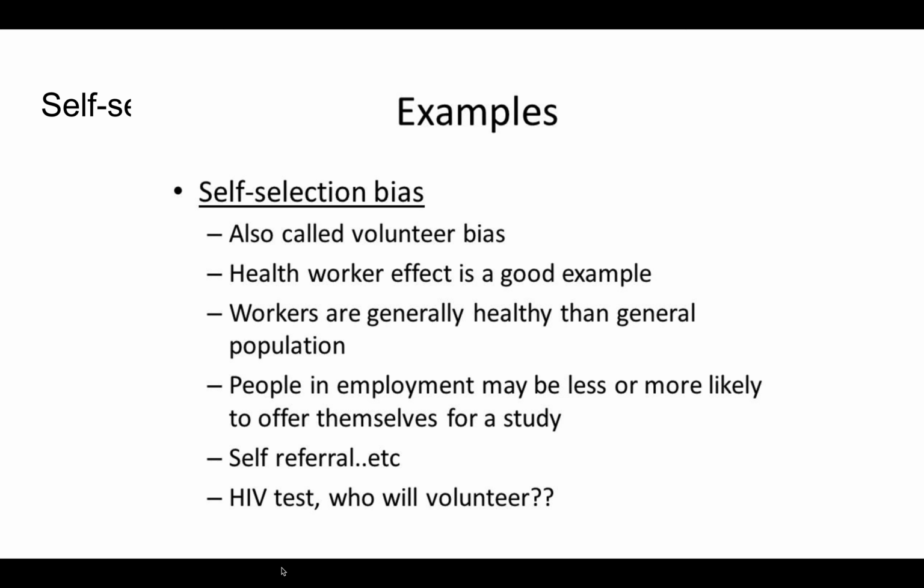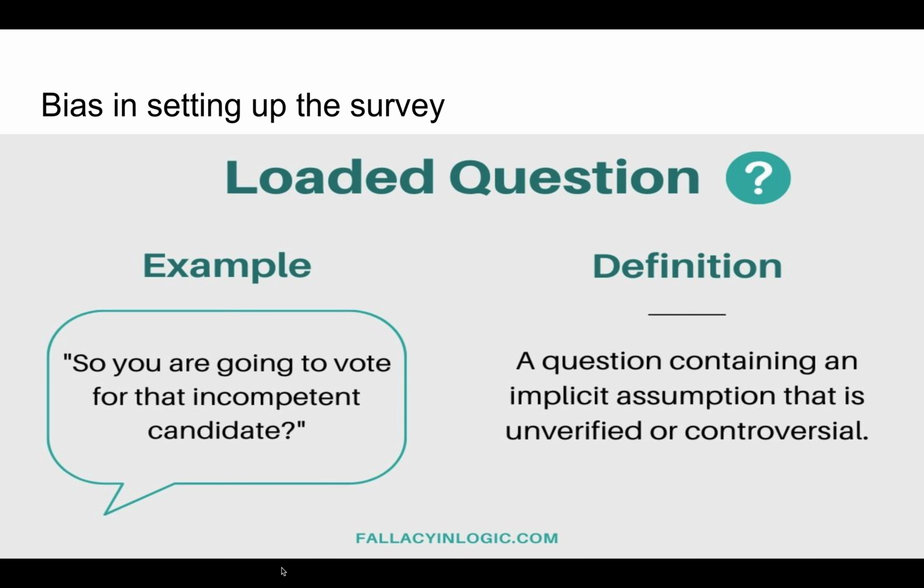So one way to avoid self-selection bias is to provide a reward. Let us say that we give $2 for every person who completes the survey. Then even people who generally don't exercise might still take the survey to get the reward. So this is one way to avoid self-selection bias.